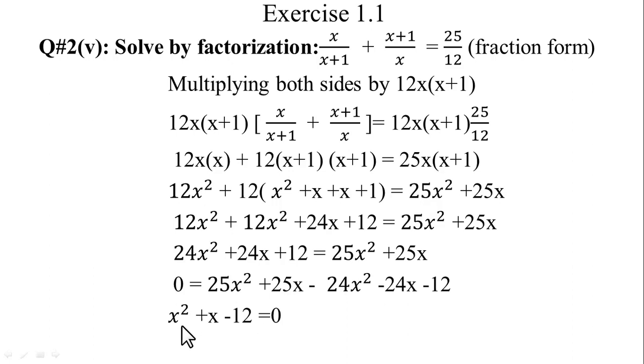Minus 12 multiplied by 1, answer is minus 12. Here we can do mid-term breaking of 1 into 2 parts. Multiply answer is minus 12 and addition answer is 1. So take the 2 parts, 4x and minus 3x. Then we continue question number 2 part 5.